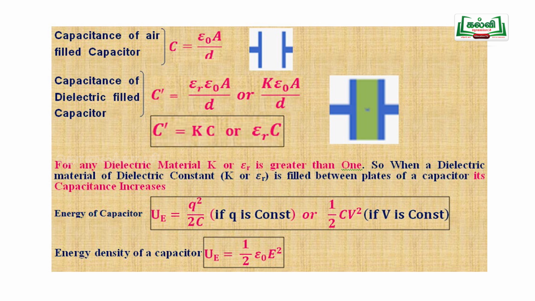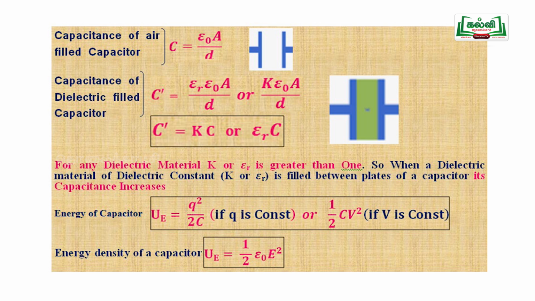Next, energy of a capacitor. You would have learnt the energy of a capacitor is Q square by 2C. The same thing, energy of a capacitor is half CV squared. When you have to use these, if charge is constant, you go for this formula, U equal to Q squared by 2C.